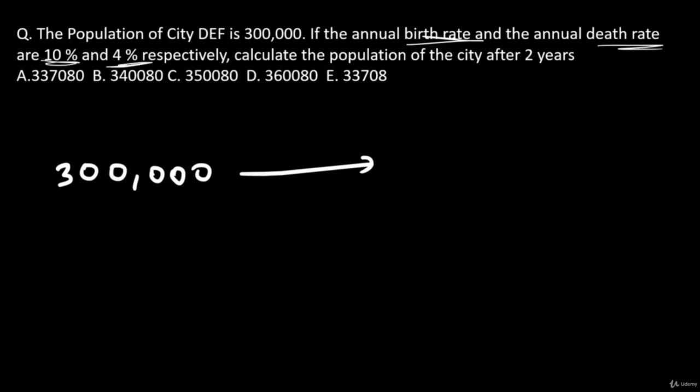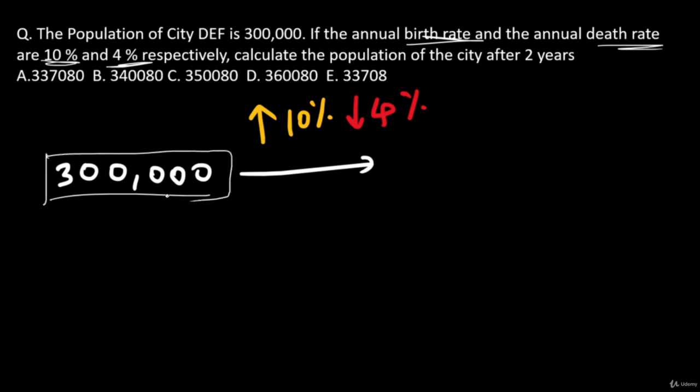So that means you have to increase this value by 10% and you have to increase this value by 4%. All right. Now notice that the increase and the decrease are on 300,000, right? This is a common mistake. Now, let me show you what could be a possible mistake that you make.